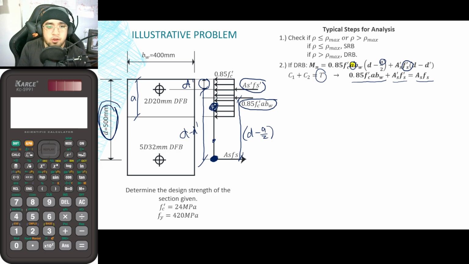Once again, we do not know the value of A. We also do not know the value of fs prime. And we also do not know the value of fs. Okay, so that is now our issue for our equation here.